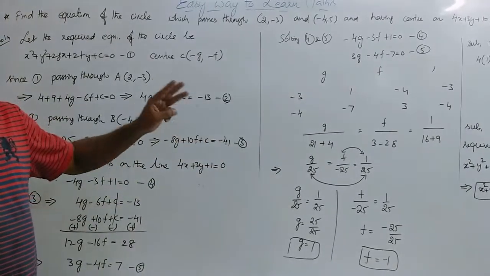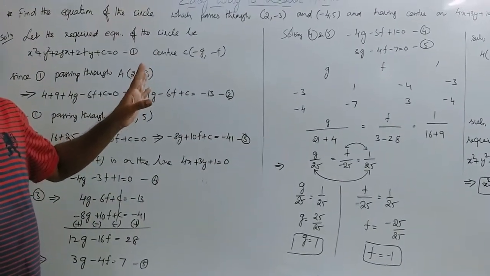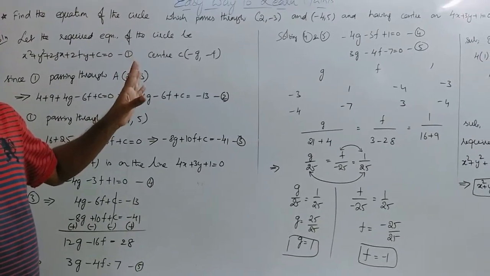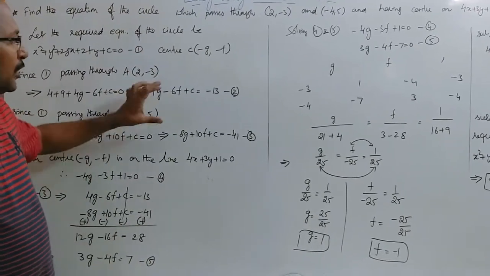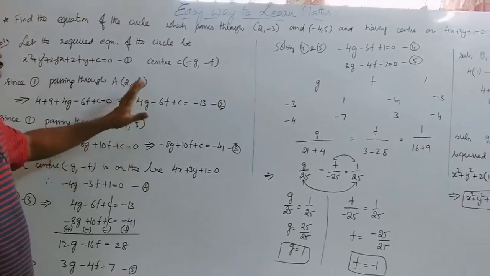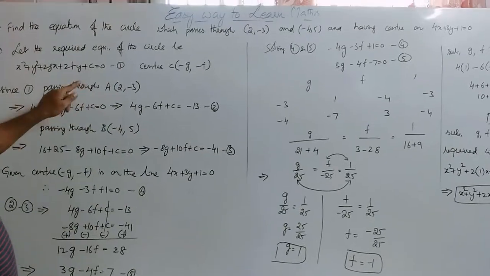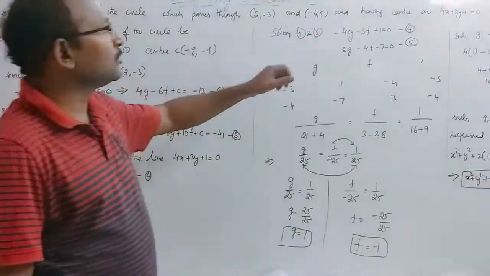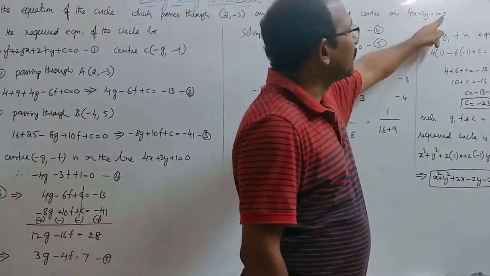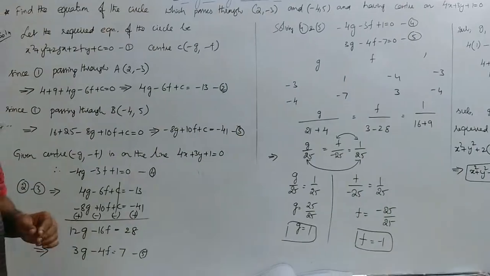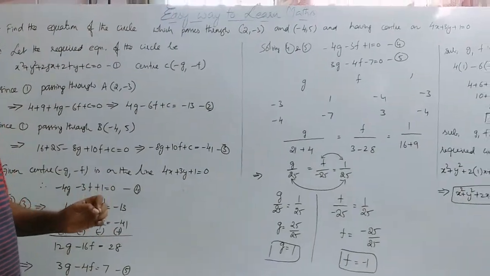We told that whenever there are 3 unknowns, there must be 3 equations involving those 3 unknowns to find those 3 values. Here we derived 2 equations. To get another equation, the clue given is the center of the required circle. The center of the required circle is on the line 4x plus 3y plus 1 equal to 0. That is the clue to find the third equation involving G, F and C.